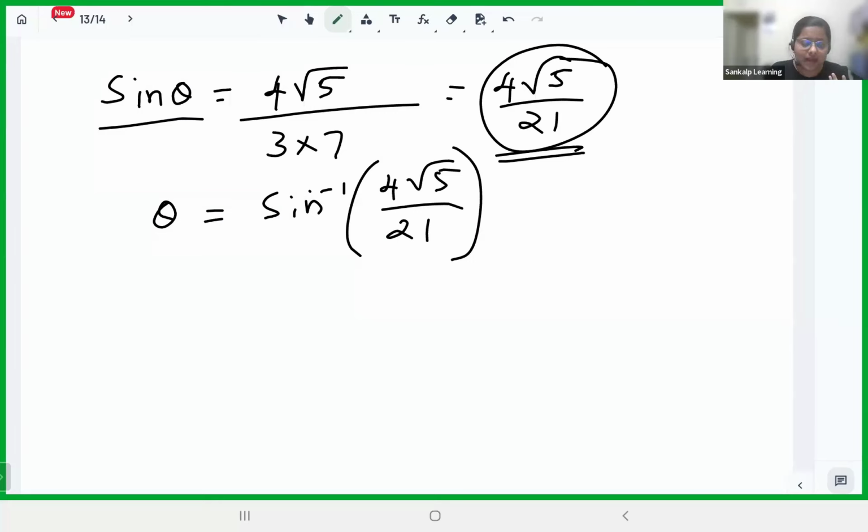Okay, so what were the steps that we have done? First, we found vector A cross B. Then we found the magnitude of vector A cross B. Then we found the magnitude of A and the magnitude of B. And we know the formula: sine theta is the magnitude of vector A cross B by magnitude of A into magnitude of B, right? On substituting those values, we got theta is equal to sine inverse of 4 root 5 by 21. Alright, I hope this question was clear to you all. Now we are moving on to our next question.